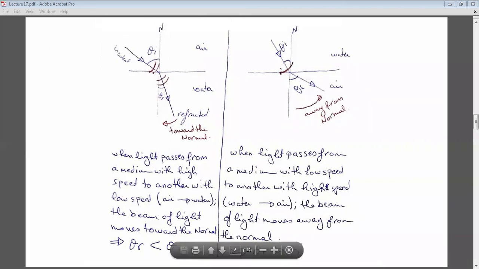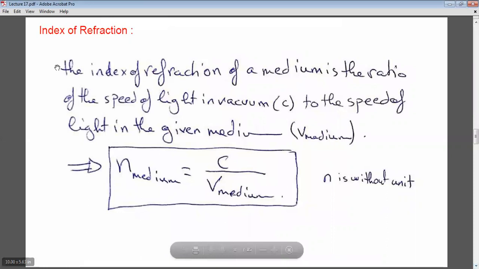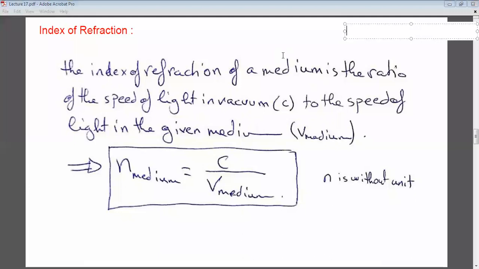Now let's look at some definitions. The index of refraction, n, is the ratio of the speed of light in vacuum, which is c, 3 times 10 power 8 meters per second, divided by the speed of light in that medium, and n doesn't have a unit.